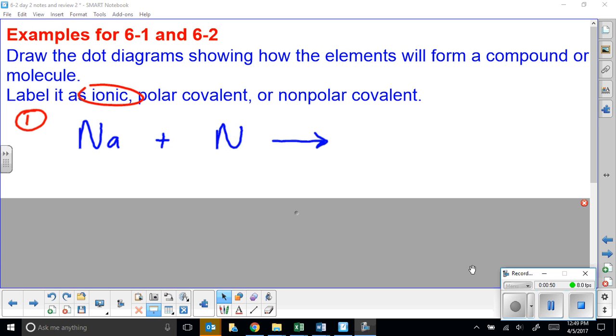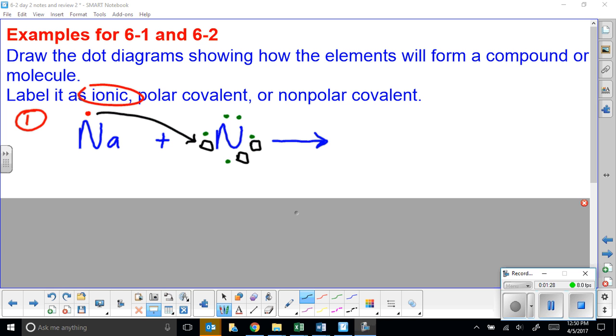So the first thing we need to do in this case is draw a dot diagram for each of these two elements. Sodium is in group 1, so it has one dot. Nitrogen is in group 15, so it has 5 dots. I think it's helpful to draw little boxes on the non-metal representing where it would like to get electrons to complete and fill that shell. So you can see nitrogen has 3 electrons it would like to get, and sodium is more than willing to give 1 away. But the problem is nitrogen needs 2 more.